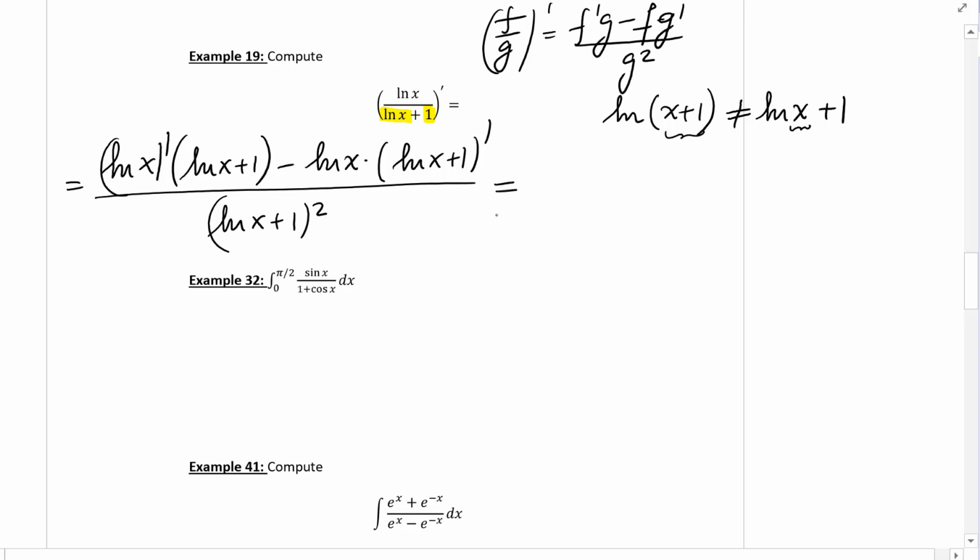So now let's calculate it. ln of x prime is 1 over x, and then times ln of x plus 1. I'm going to erase this to make room.